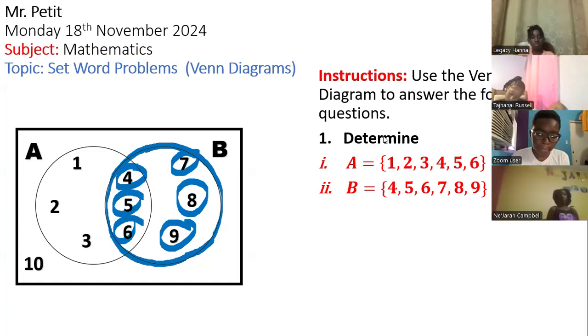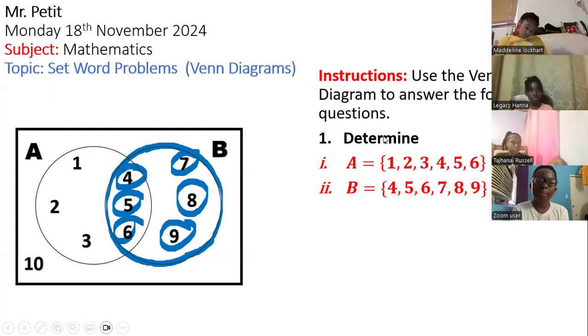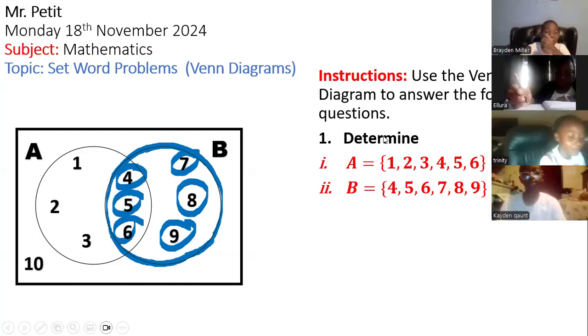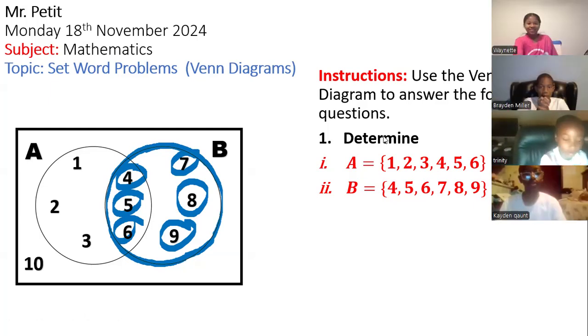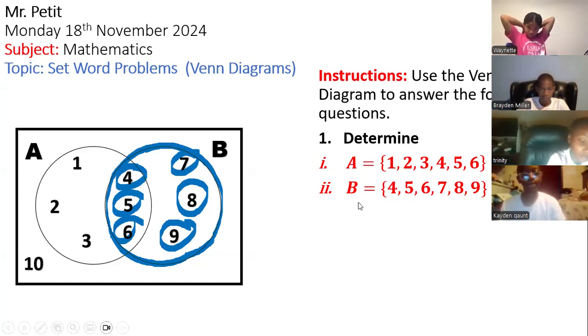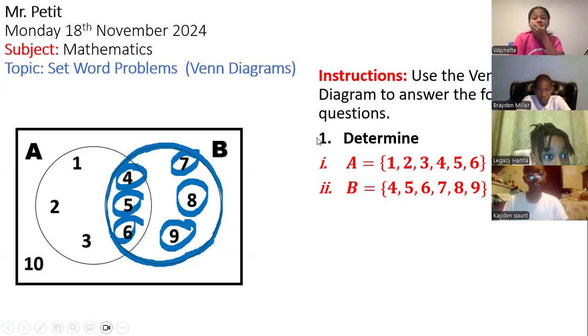Class, don't Herman and Kaden look alike? Yes, sir. They look like twins. Wow, that's insane. I thought Herman was Kaden, and I didn't know that.